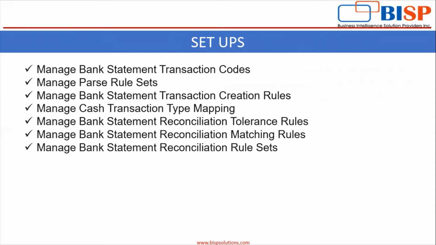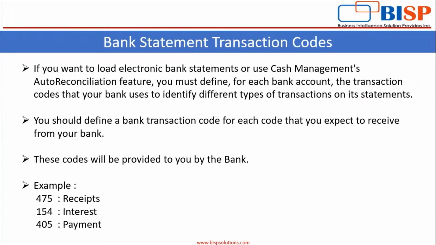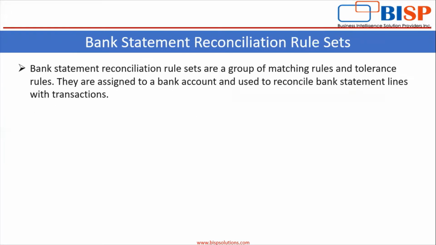Next setup is manage bank statement reconciliation rule sets. Bank statement reconciliation rule sets are a group of matching rules and tolerance rules. That means while creating this setup in the application, you have to give the tolerance rule and the matching rules. They are assigned to a bank account and used to reconcile bank statement lines with transactions. When you are using the auto reconciliation feature of the application, you have to mention both these setups. On the basis of these setups, the reconciliation will be processed.